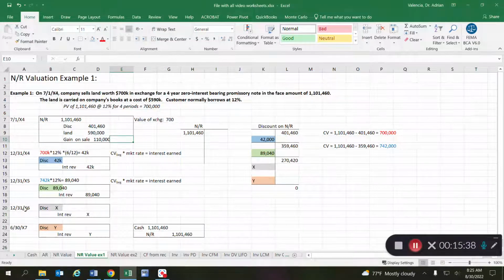So that's what I do here. Let's say we go to the next year, 12/31/X6, and we do the discount. I'm not going to do the math, but you would do 1.1 million minus 270, and that gives you the carrying value. That carrying value would be used to compute the interest at 12%. So for sake of conversation here and making this quickly, I'm going to say it's X that gets reduced.